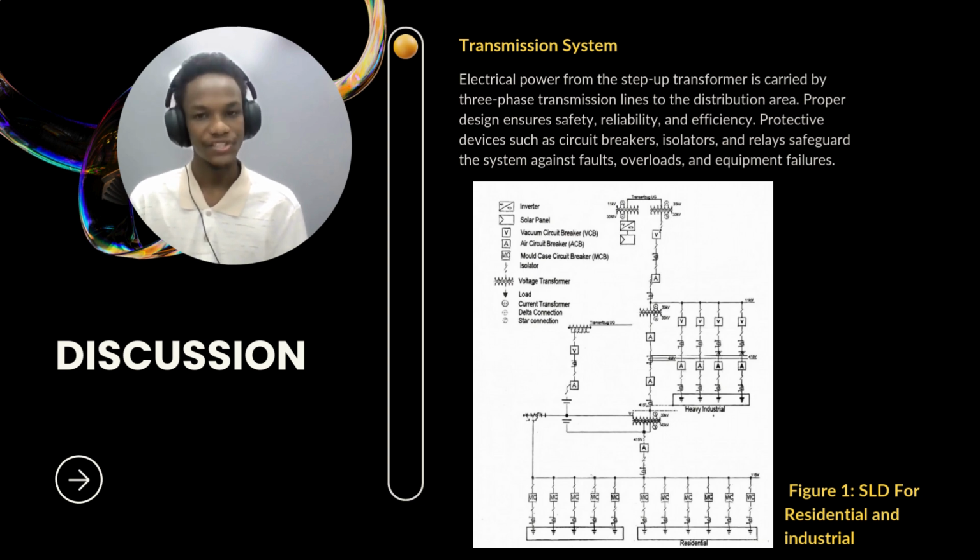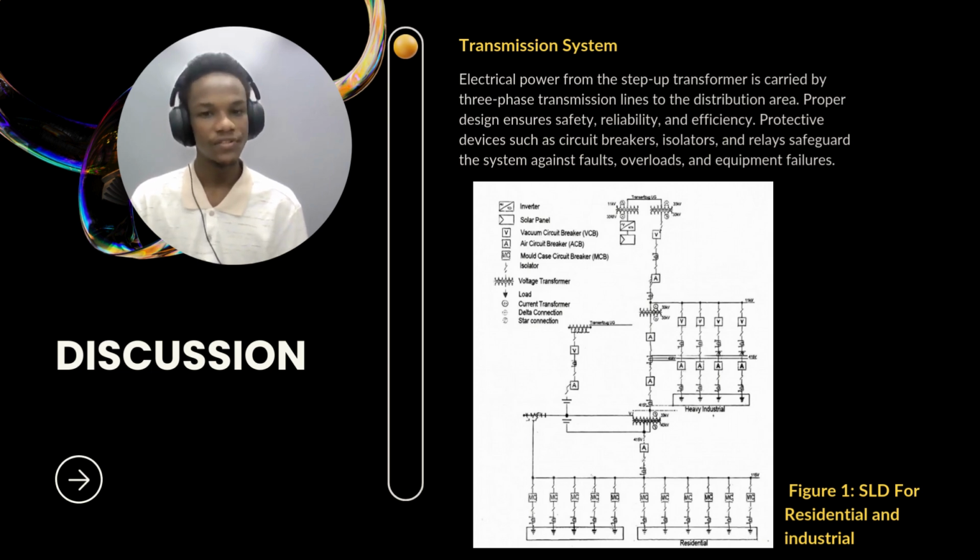A crucial part of this design is protection. As you can see in the diagram, we have incorporated various circuit breakers and isolators. We use VCBs, vacuum circuit breakers, for high voltage protection, and ACBs, air circuit breakers, and MCBs, molded case circuit breakers, are used further down the line. These devices safeguard the system against faults, such as short circuits or overloads, ensuring reliability.